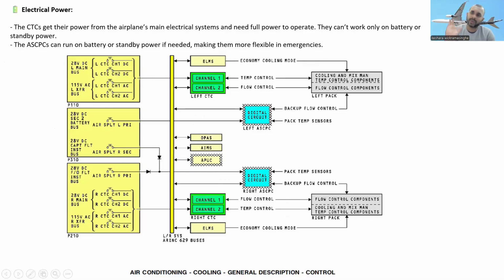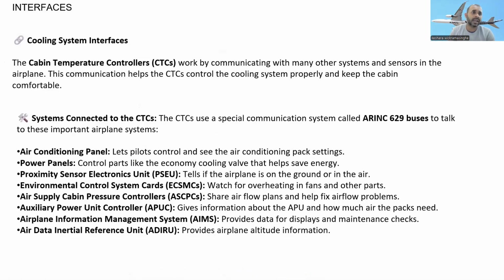Okay, we will talk about this one later, right? And now let's go to the interfaces. So the cooling system interfaces, the cabin temperature controllers. The cabin temperature controllers work by communicating with many other systems and sensors in the airplane. This communication helps the CTS control the cooling system properly and keep the cabin comfortable.